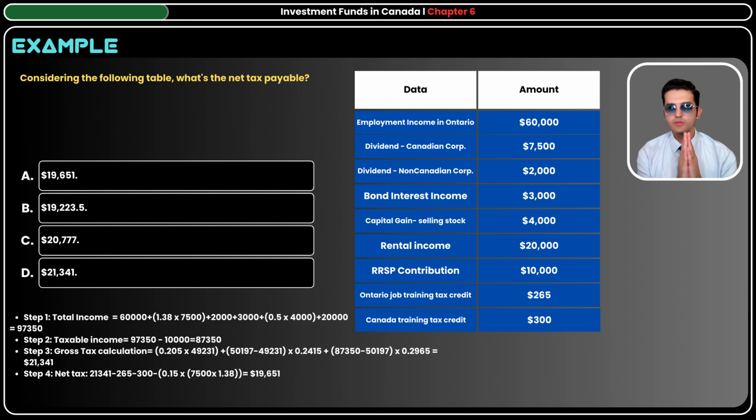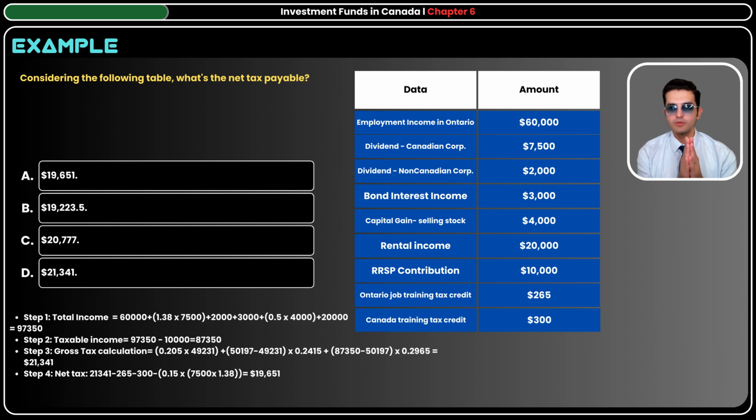Plus, we do have dividends from non-Canadian corporation, 2,000 dividends. There is no treatment on that. Then we do have bond interest income, no treatment on interest income. So plus 3,000. Plus, now we do have capital gain selling stock. How much is that? 4,000. Only 50% of that capital gain, you need to report that. So we multiply that 4,000 by 0.5.